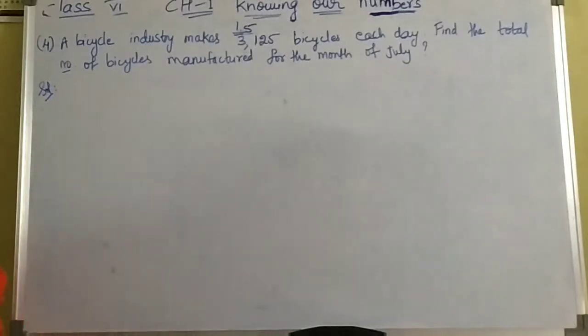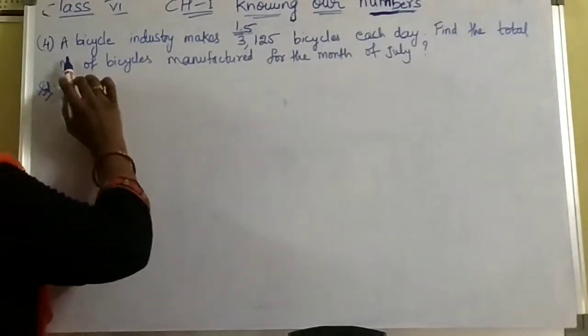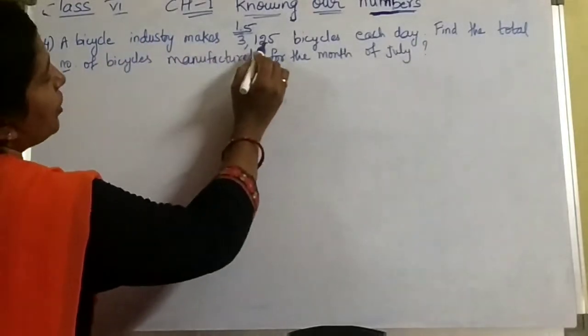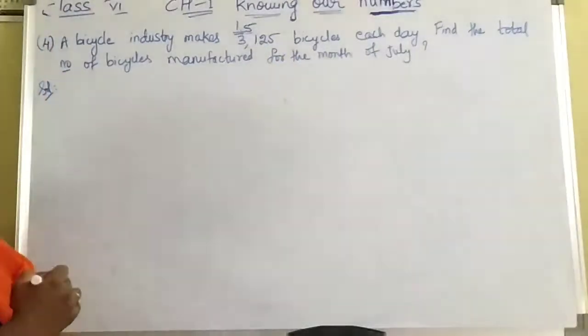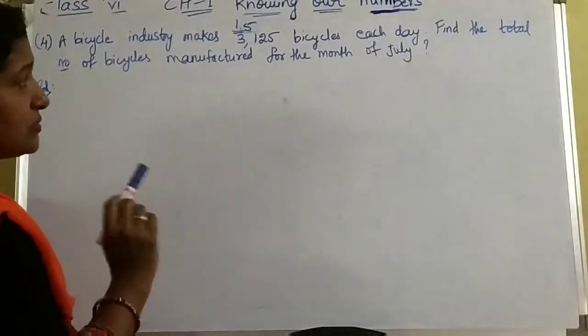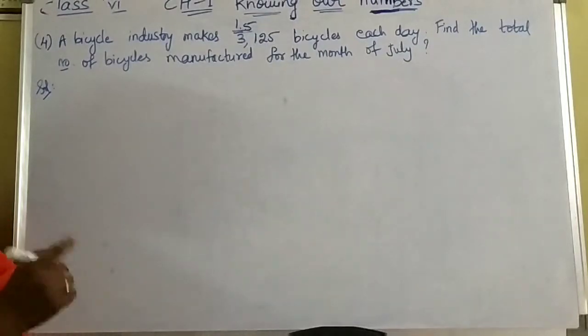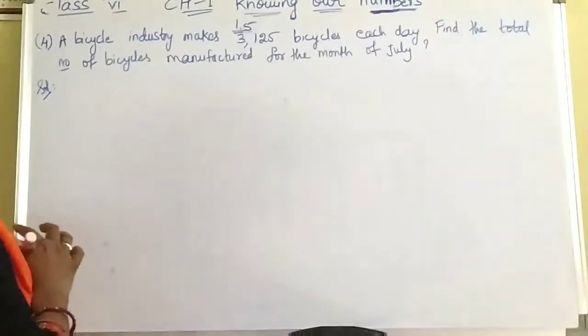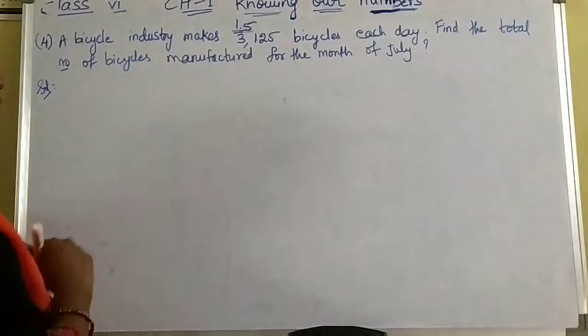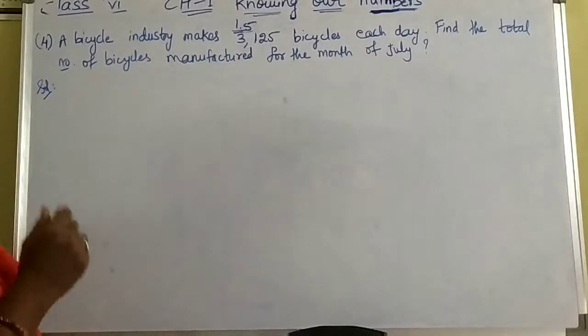Coming to next word problem. Fourth one. A bicycle industry makes 3,125 bicycles each day. Here each day means one day. The bicycle industry is making 3,125 cycles in one day. Find the total number of bicycles manufactured for the month of July. So in July how many cycles are manufactured?